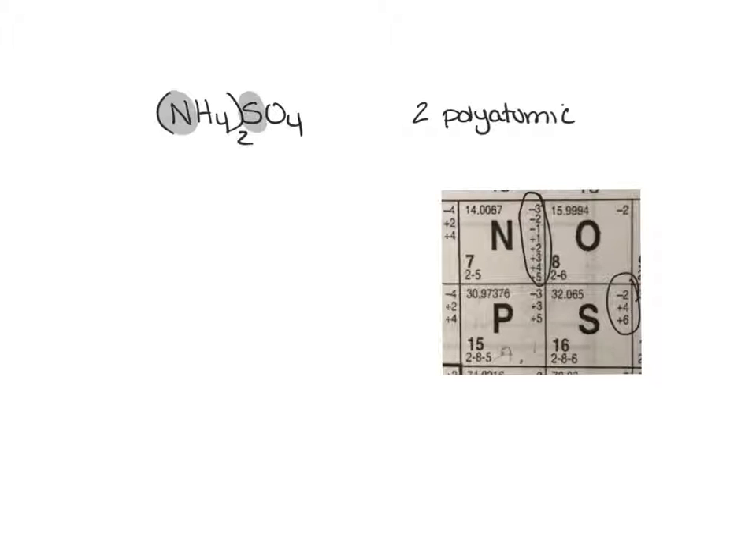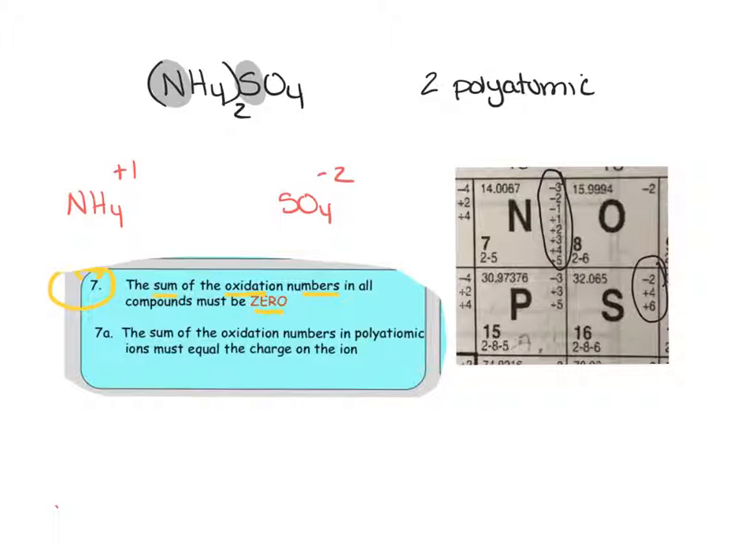So what we're going to do is separate the ammonium and the sulfate into individual polyatomic ions. We know that NH4 has a charge of +1. You can get that from table E, and we know that SO4 has a charge of -2. Going back to our notes, if we look at Rule 7 again, we see that the sum of the oxidation numbers of a polyatomic ion must equal the charge on that ion. So this NH4, those elements need to add up to +1. And SO4 has to add up to -2.